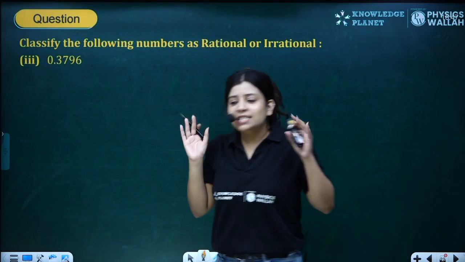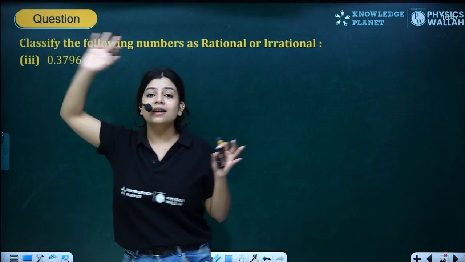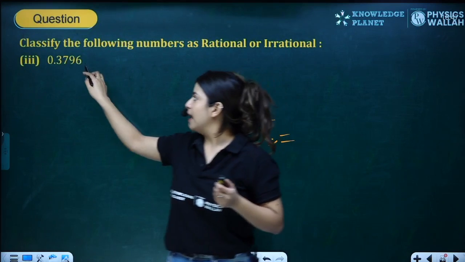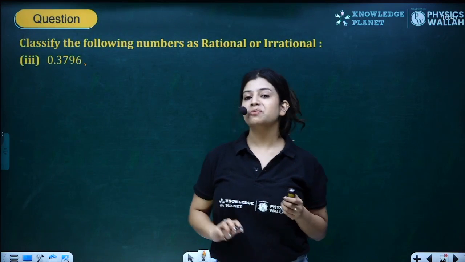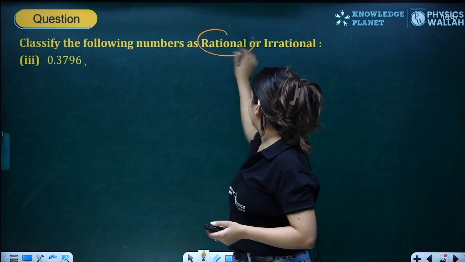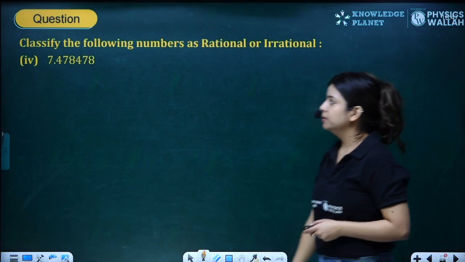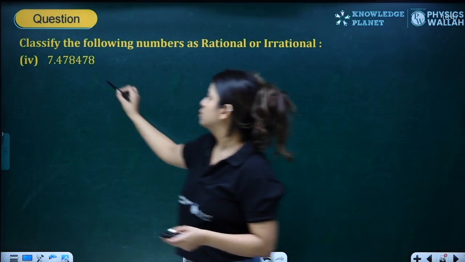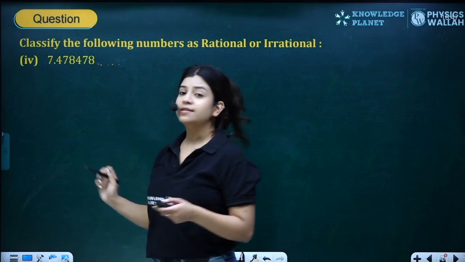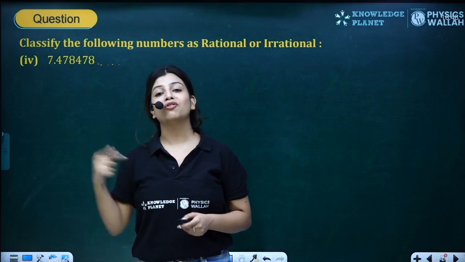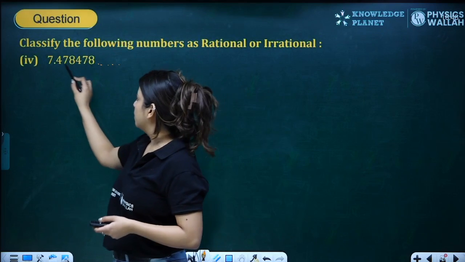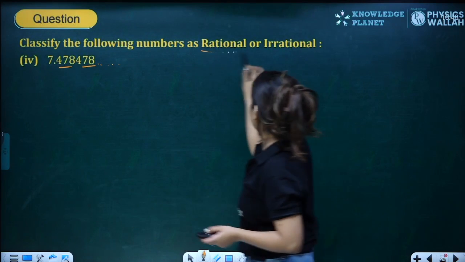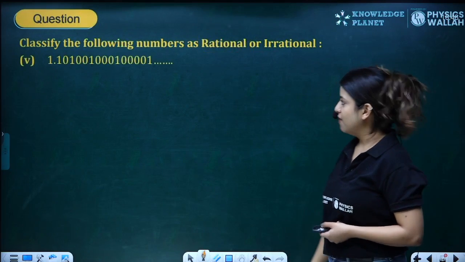Next is 0.3796. Since we can see that this is a terminating decimal expansion, no digit is repeating and we have an end for this decimal expansion, this is a rational number. Now this is 478, 478 and so on if we take it. So this is again non-terminating but repeating. Why repeating? Because 478, 478 is repeating itself. So this is a decimal expansion of a rational number.